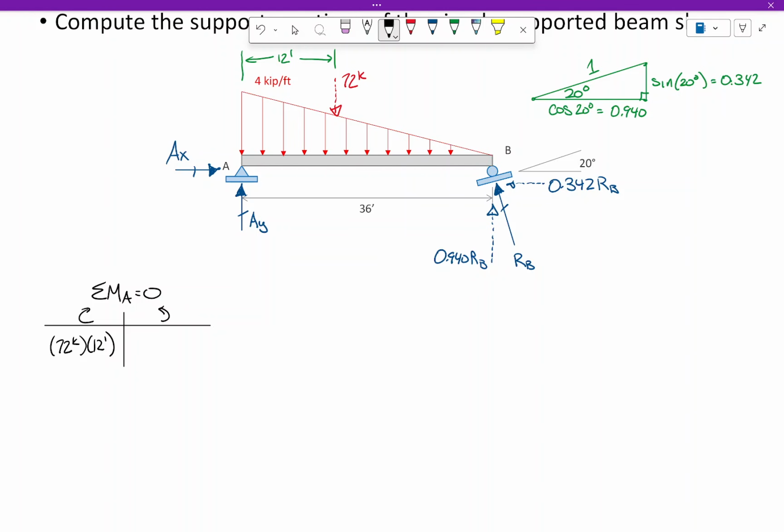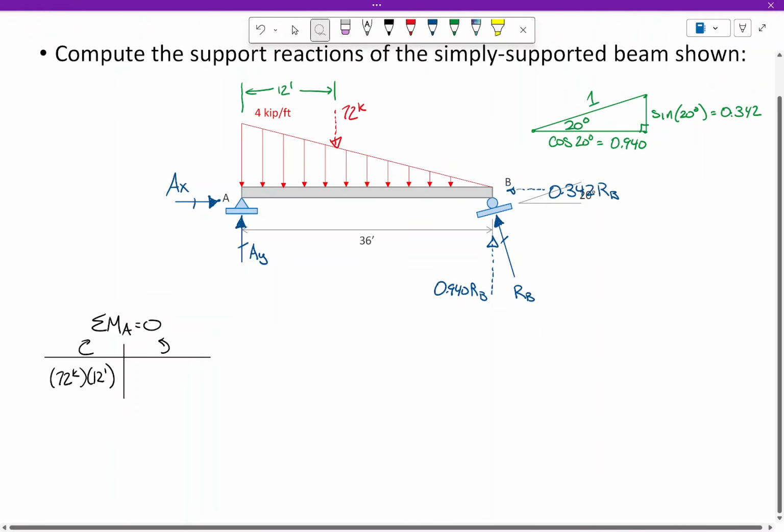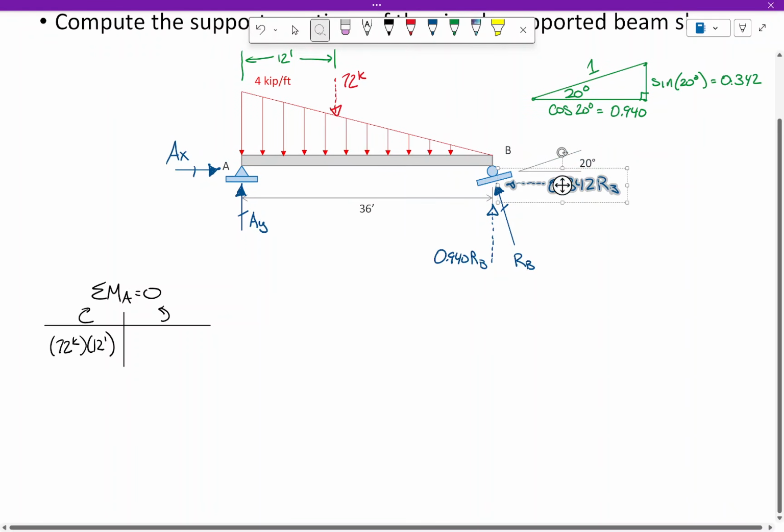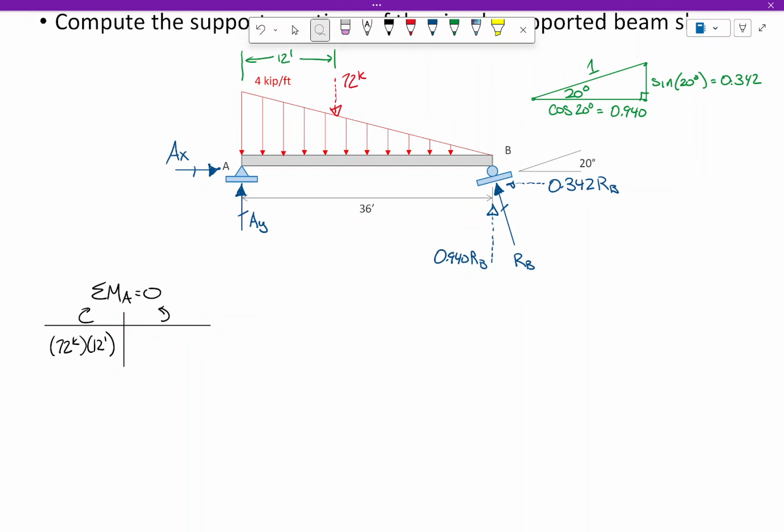Okay, now let's look at B. Do I need to consider this horizontal component at B? No, because, I mean, I drew it lower, but if I wanted to be technically precise, really where it's acting is right there. I just drew it down because that's where the angle was. But it's going right through A, so it's not generating any moment at A. But the 0.940 RB, now that one is.